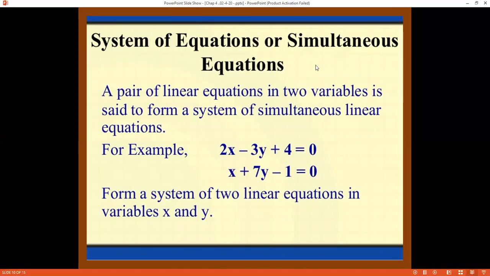Move to the system of equations or simultaneous equations. A pair of linear equations in two variables is said to form a system of simultaneous linear equations. For example, we have two equations: 2x minus 3y plus 4 is equal to 0, and x plus 7y minus 1 is equal to 0. They form a system of two linear equations in variables x and y. We can solve these two equations with different methods: the graphical method, the substitution method, and the vanishing method, where we vanish one variable and get the value of the second one.